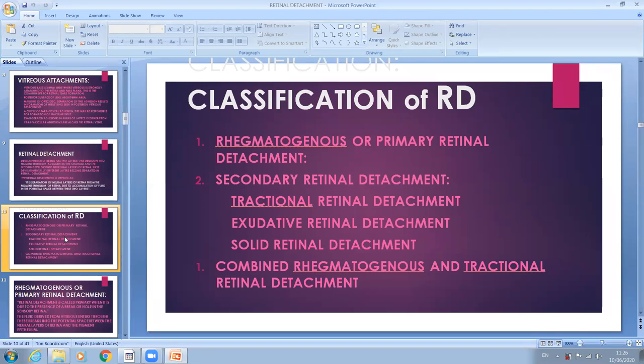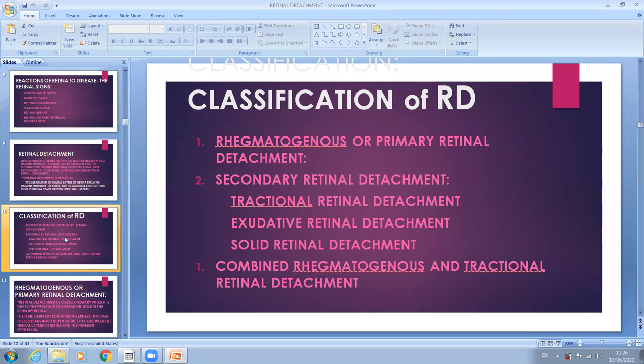There are certain types of secondary retinal detachment as well, and one of the very important ones is called tractional retinal detachment. If, due to disease already present in the eye and in the retina, there is already formation of fibrovascular bands, either in between two parts of the retina or in between the retina on one side and the vitreous on the other side, whenever there is fibrosis, there is contraction of the fibrous tissue, and this contraction of the fibrovascular bands will result in lifting of the retina. That means the retina is being pulled from its place by these tractional bands, and this is what is called tractional retinal detachment.